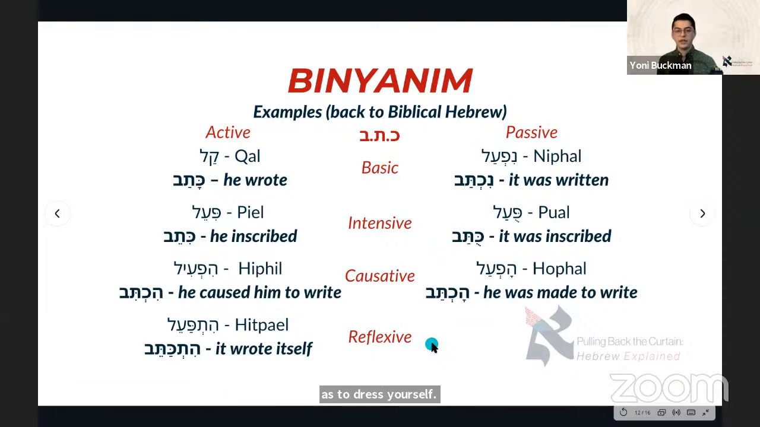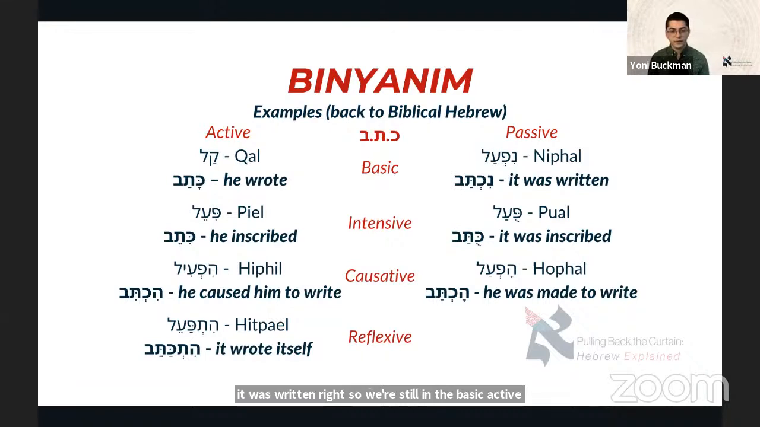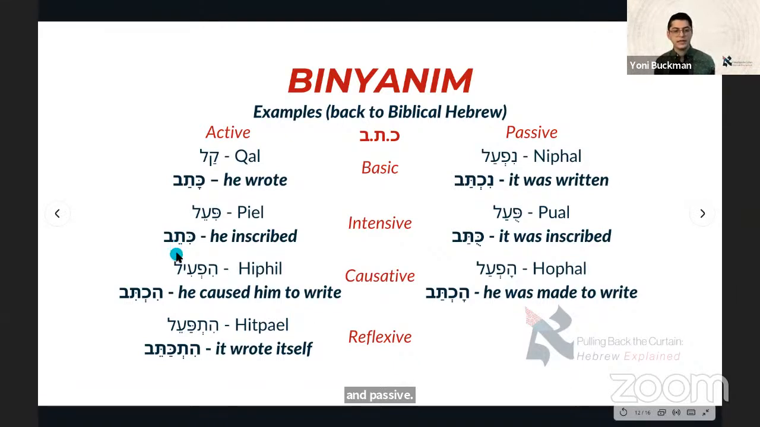Okay, so again, another common root that we like to play with is katav. And I'm using this for a couple of reasons as well, which I'll make clear. So katav, he wrote, nichtav, it was written, right? So we're still in the basic, active and passive. When we go into the intensive, we have kitev. Ooh, I missed the dagesh. There should be a dagesh in the tav there. Kutav, it was inscribed. Kitev, he inscribed it.